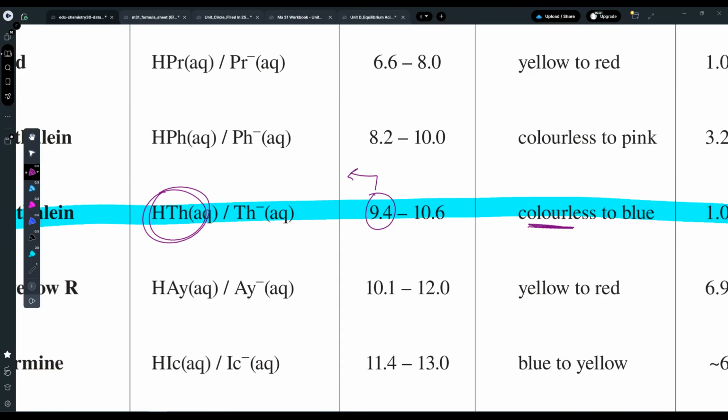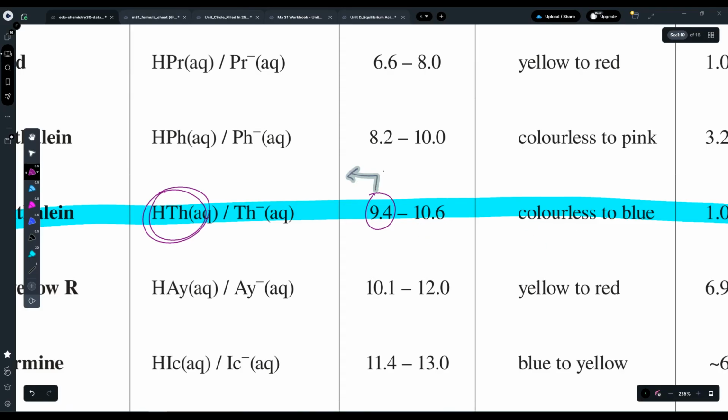So even though, let's say we had a solution where we put thymolphthalein in it and it was a pH of 8, the acidic form of the indicator will exist and the solution will be colorless, even though the pH of the solution at 8 is still a basic pH, but it's more towards the acidic side compared to a pH of 10.6.